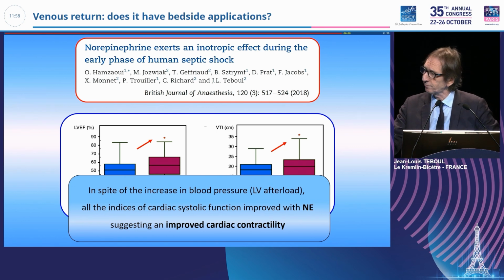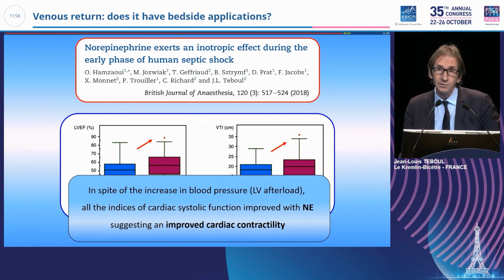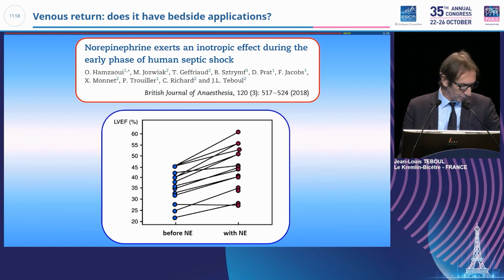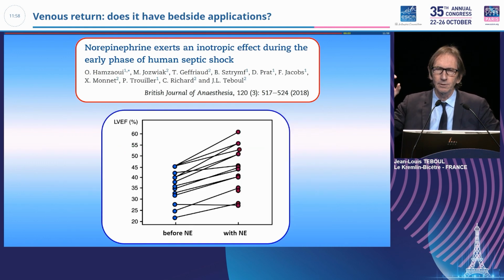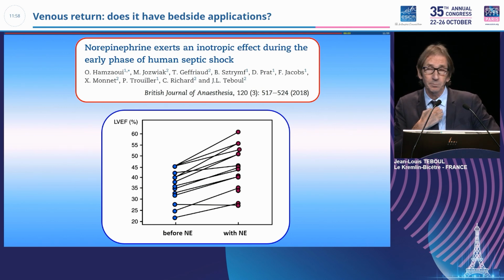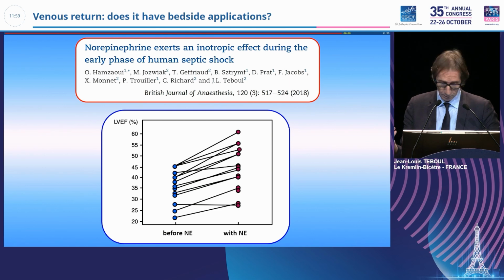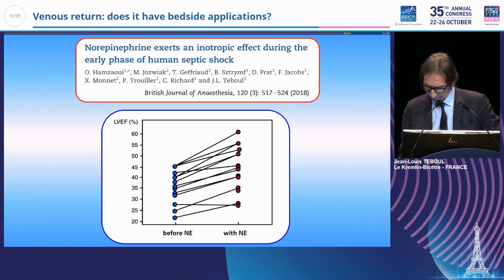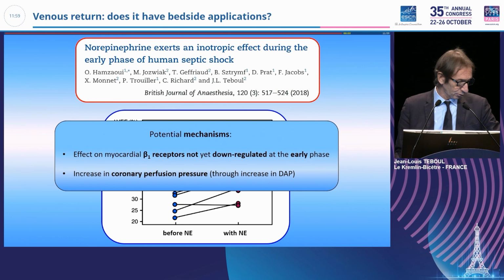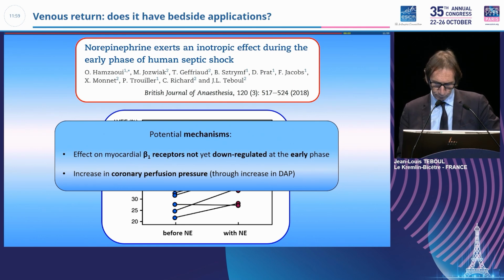So this suggests an effect on intrinsic cardiac contractility. And interestingly, we found exactly the same results in those patients with low left ventricular ejection fraction at baseline, lower than 45%. These patients also improved their left ventricular ejection fraction when norepinephrine was given early. The potential mechanisms can be an effect on myocardial beta-1 receptors not yet downregulated at the early phase, or an increase in the coronary perfusion pressure through an increase in the diastolic arterial pressure, as said by Olfa Mzaoui before.